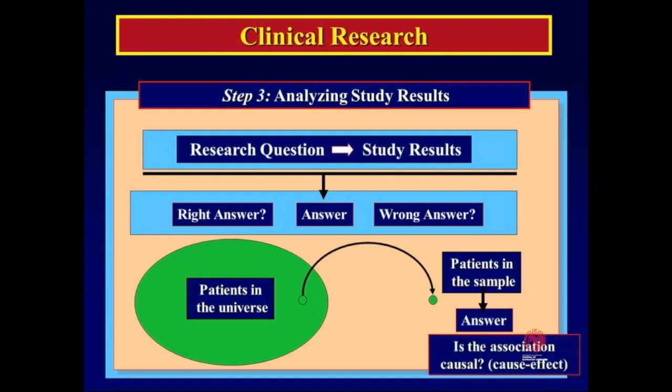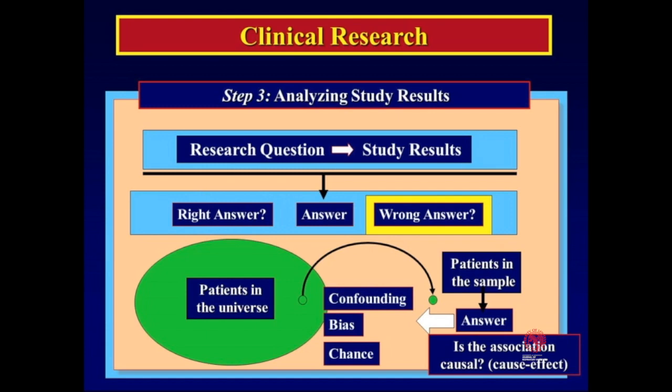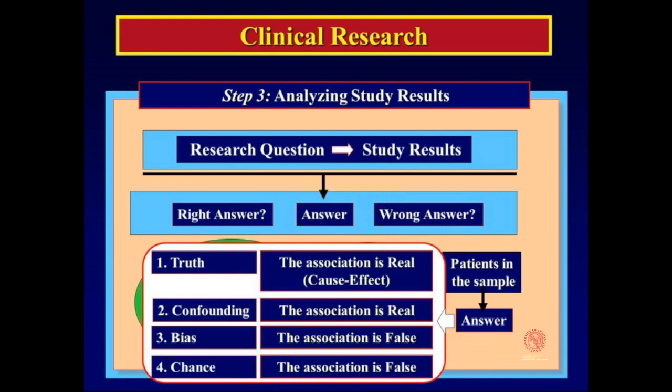Is the association cause-effect? If obesity is associated with decreased mortality, well, if this is the case, I got the right answer. I get the truth in the universe. The other option is that obesity associated with decreased mortality is the wrong answer, and maybe the wrong answer because of confounder, bias, or chance. This is where we start when you start doing the data analysis, always the same process, the same type of questions.